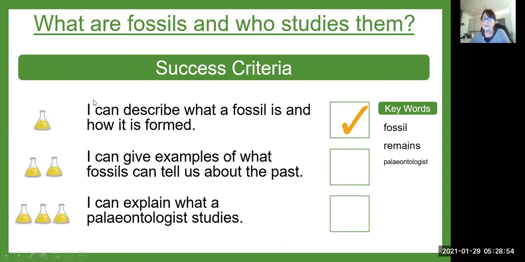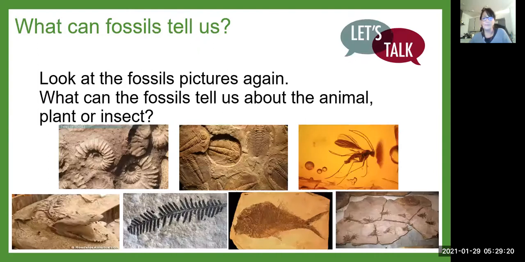Okay, so have you achieved the first one? I can describe what a fossil is and how it is formed. So have a think. Can you write the definition in your book? The next part of our lesson is to give examples of what fossils can tell us about the past. Okay, so what information can we get from the fossils that paleontologists find?